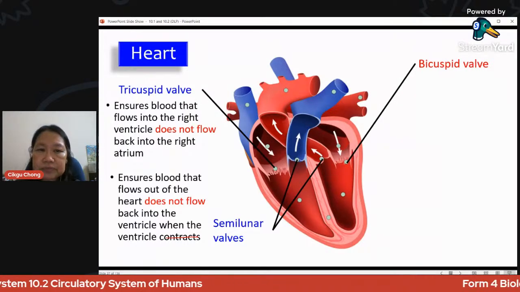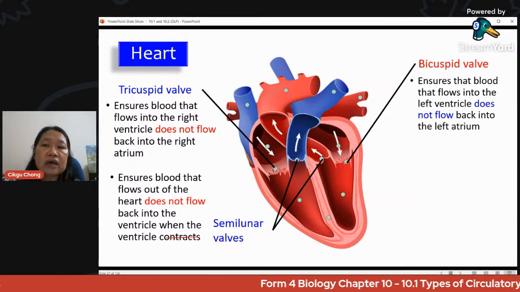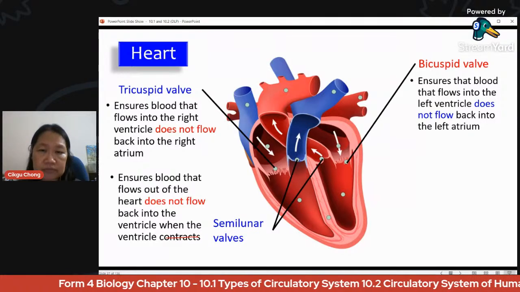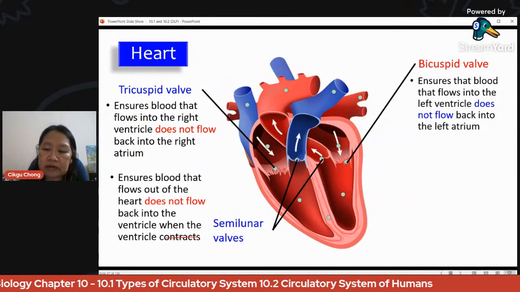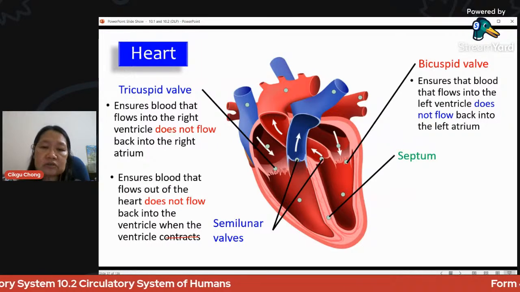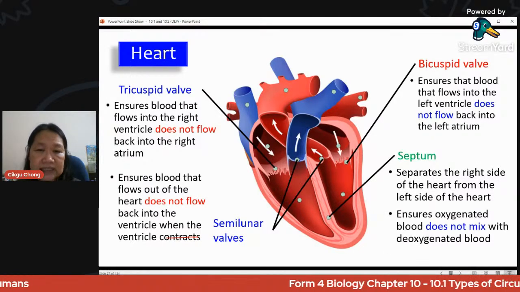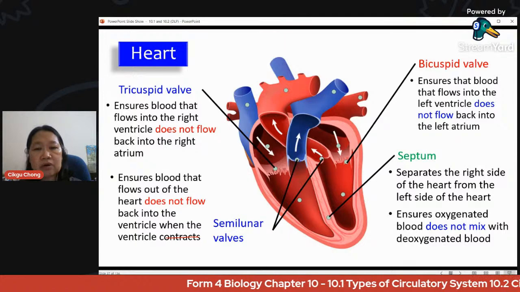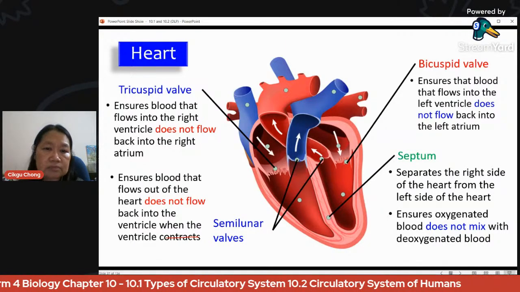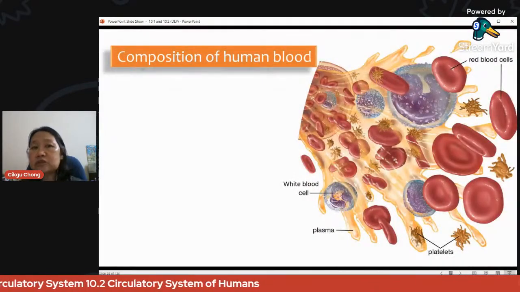Next, bicuspid valve. This is the other one that was on the other side, two flaps only. It ensures that the blood flows into the left ventricle, and does not flow back into the left atrium. It doesn't go up. Once it comes in, it doesn't go back. And then the other one, this is the septum. A septum is to separate the left and the right side of the heart so that there is no mixing, and you don't have the problem of your oxygenated blood having not enough oxygen because it's mixed with the deoxygenated blood.